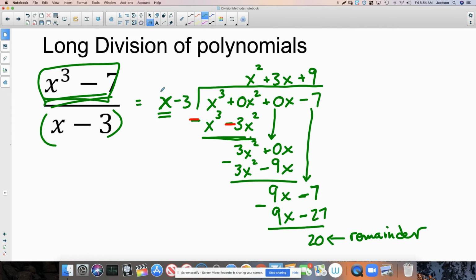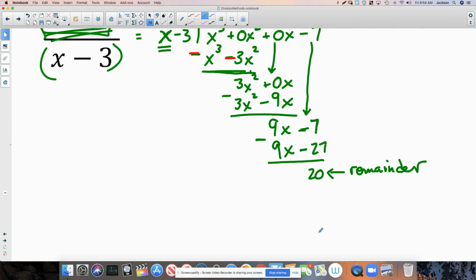So when we do this division and we end up with a remainder, okay, this is crucially important. A couple of conclusions to make here. There's a remainder. Therefore, x minus 3 is not a factor of x cubed minus 7. If it was a factor, I wouldn't get a remainder. Think about this for a second, okay?